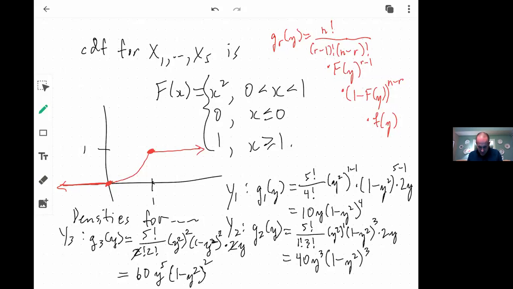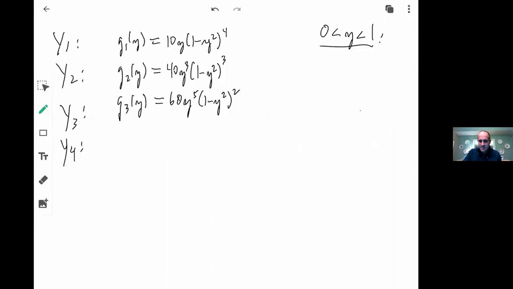Okay, so we have 60y to the 5th times 1 minus y squared squared. And incidentally, all of these are defined for 0 less than y less than 1. These are the densities for 0 less than y less than 1, and they're equal to 0 outside of this range. Okay, so almost done here. Hang on a sec, we'll go to the next page and finish this off. All right, copy this down on the next one here.